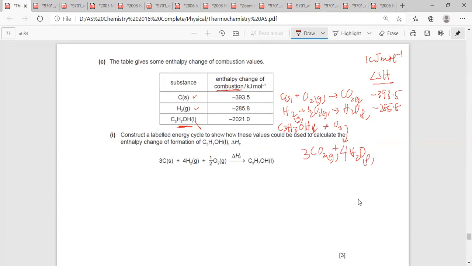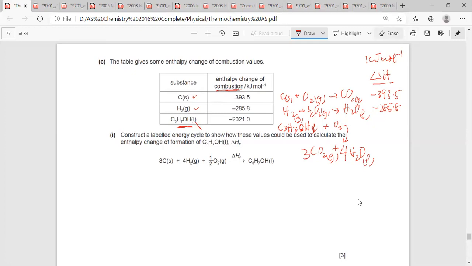This is a liquid. So here now you need to balance the oxygen. Here is 6, 3 times 2 is 6. 6 plus 4 is 10. So here it's got 1 already, so 10 minus 1 is 9, so it's 4.5, isn't it?